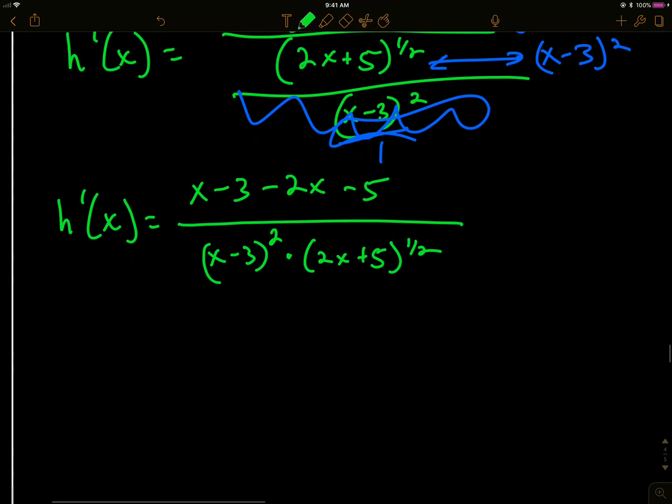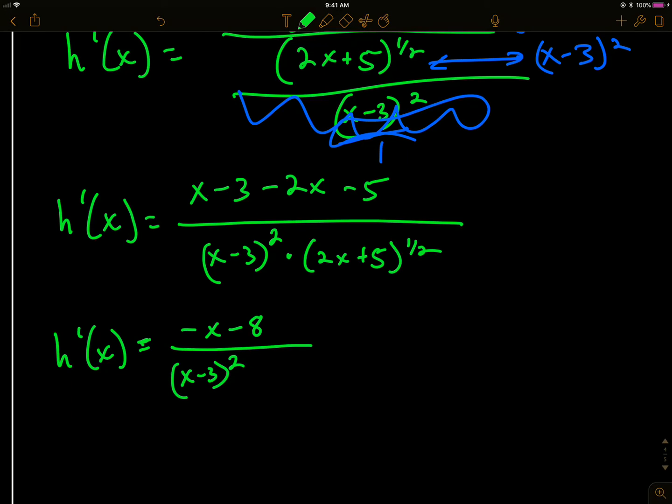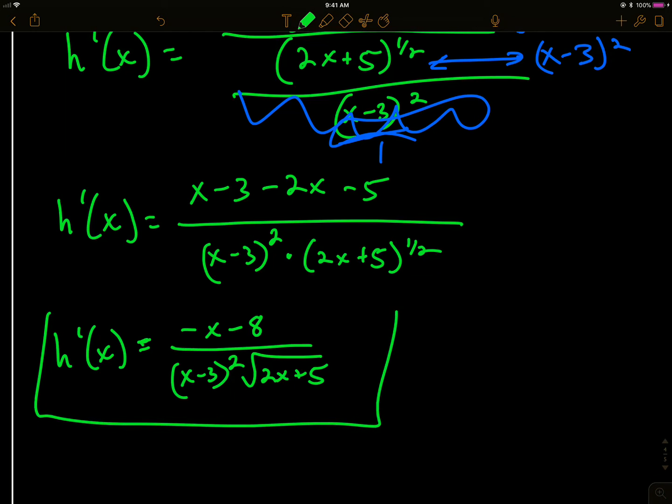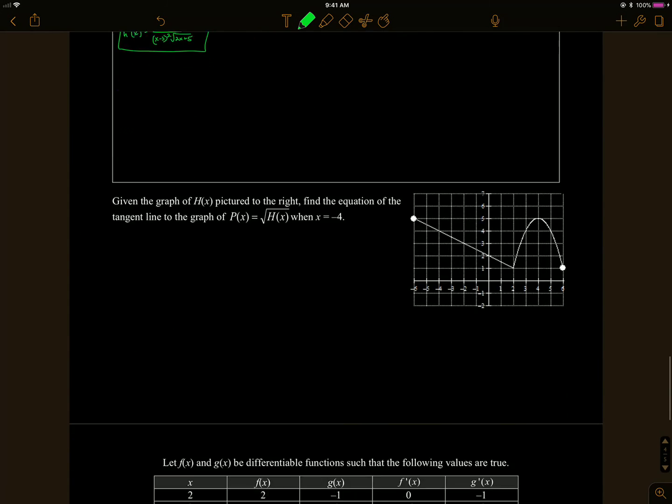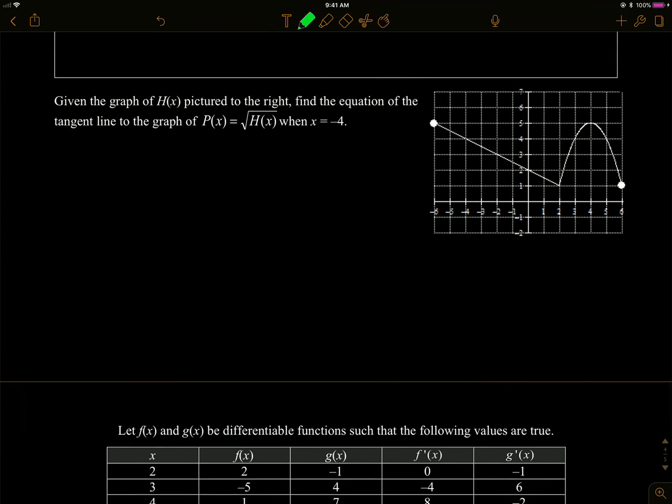Okay, now I can simplify my numerator. x minus 2x is negative x, and then negative 3 minus 5 is negative 8, all over (x minus 3) squared times the square root of 2x plus 5. There's our derivative. Okay, now let's do some stuff with graphs and tables, and then we'll be done here.